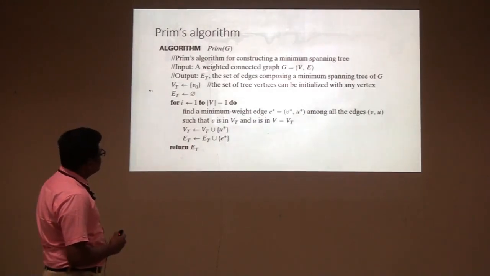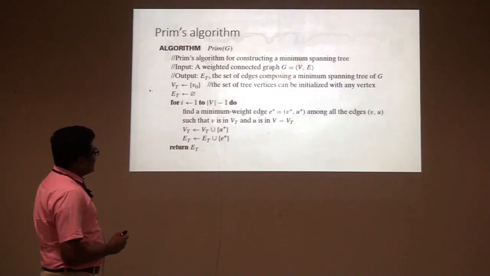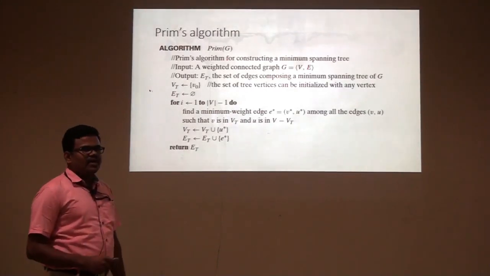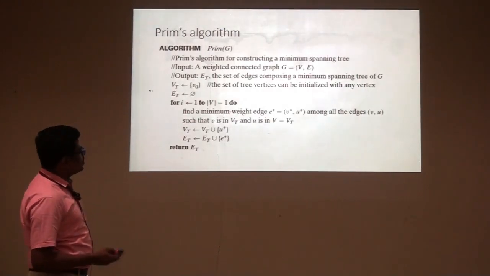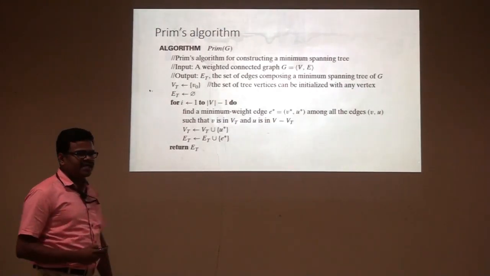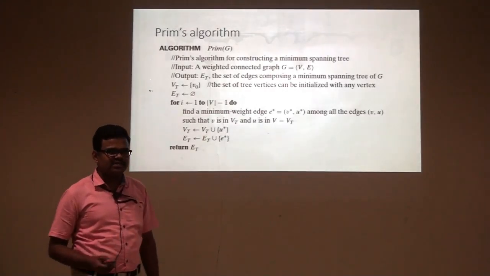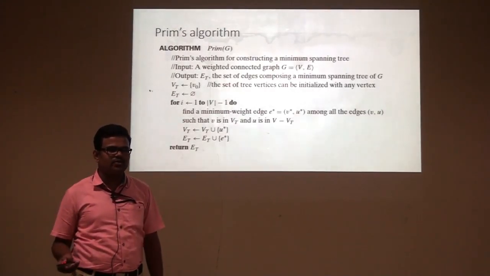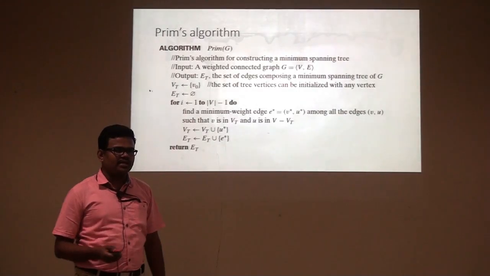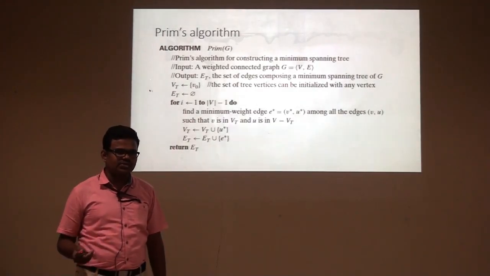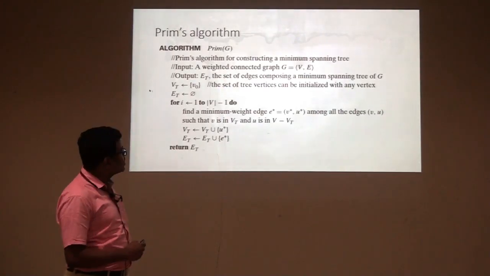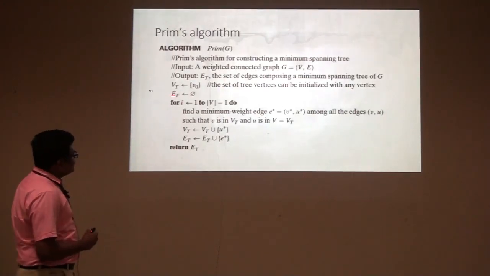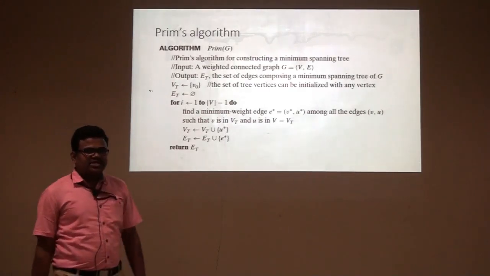For the input, we have the vertices and the edges of the graph. In the output we have only the edges, the edges of minimum cost. We travel from one node to another node, from the source to the destination, with the edges of minimum cost. Here V of t is the collection of vertices.